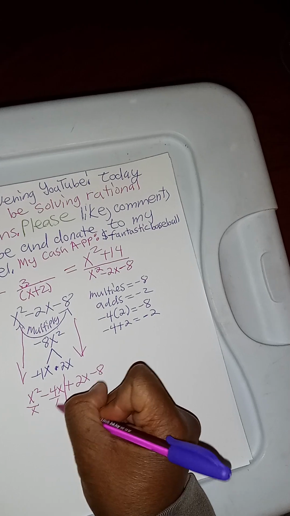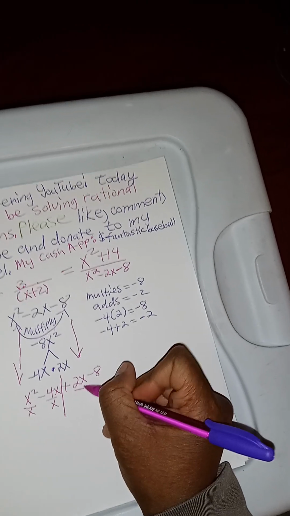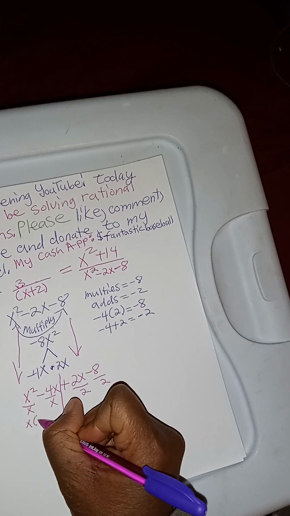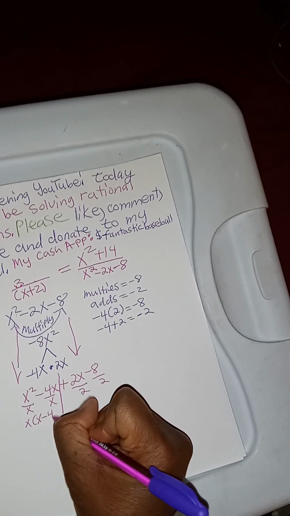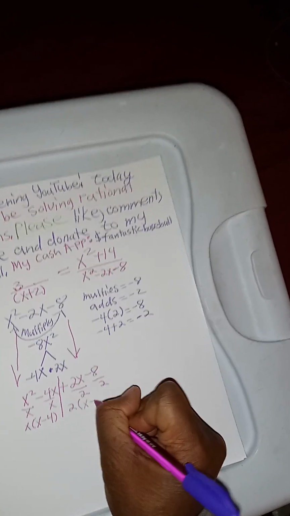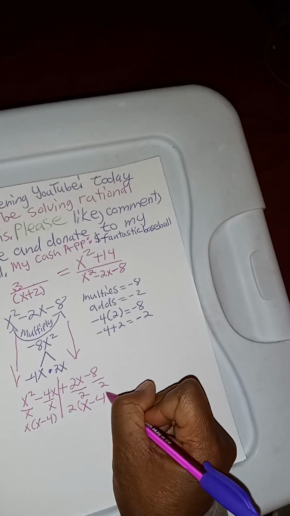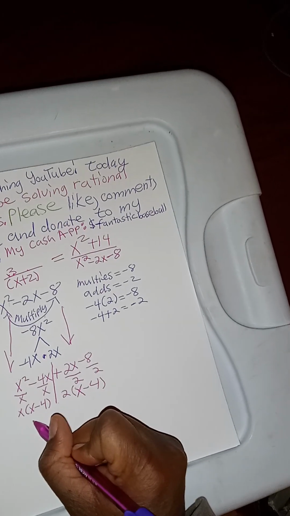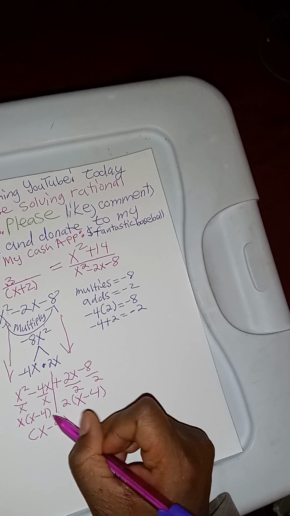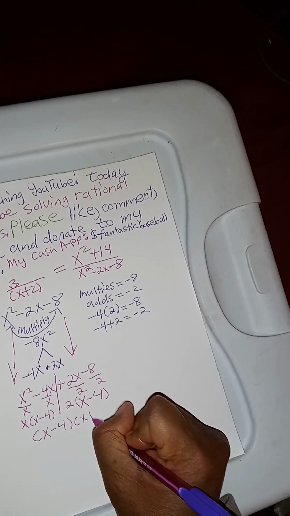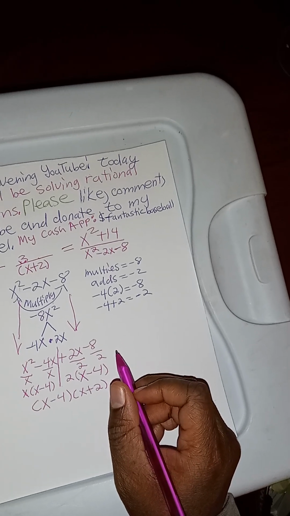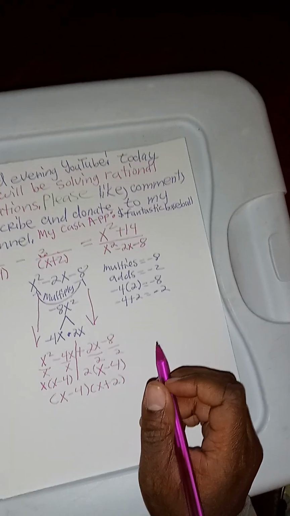Here we could pull out an x, and on the right side of the divider line we could pull out a 2. So when we pull an x out, we'll be left with x minus 4. And then on the other side, when we pull a 2 out, we'll be left with x minus 4. So x minus 4 is the greatest common factor. And then x plus 2 remains. So x minus 4 times x plus 2 is equivalent to x squared minus 2x minus 8.